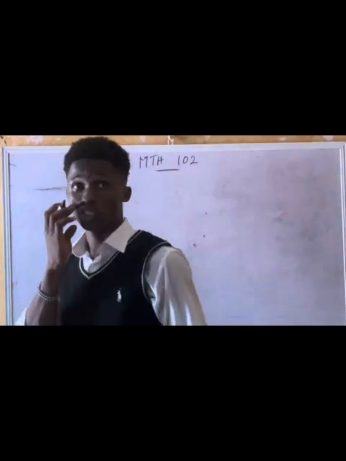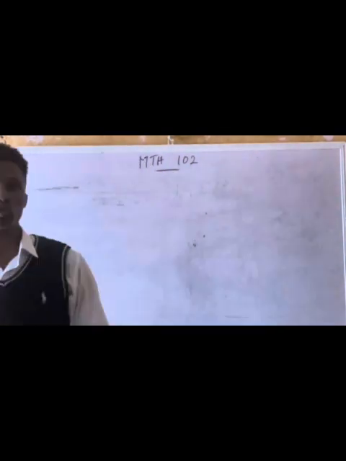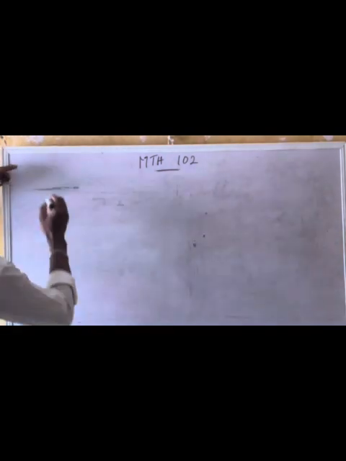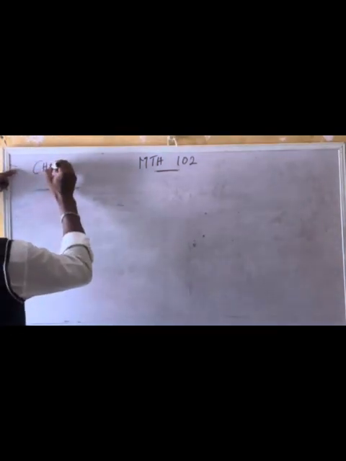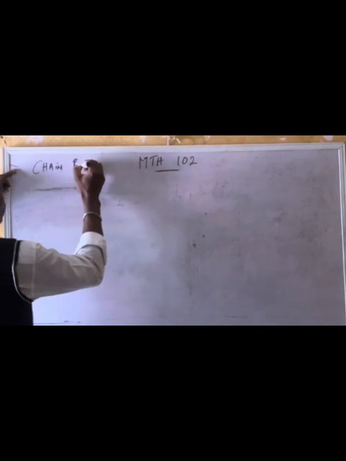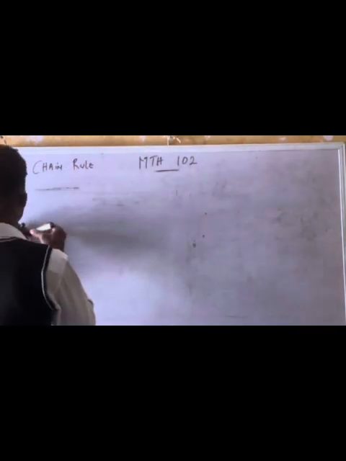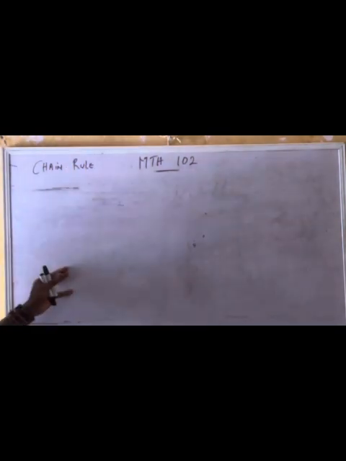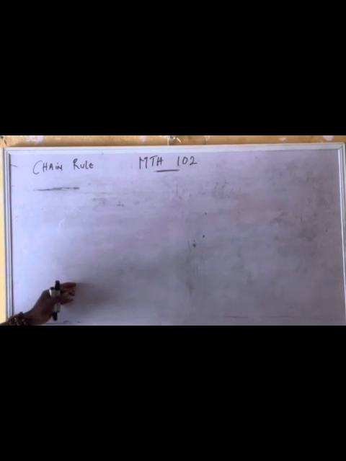Now, in this section, we are going to be looking at, in the previous section, we talked about first principle, differentiating using first principle. But in this section, we are going to be looking at differentiation using what? The chain rule. Now, this is another way of solving a differential problem. Okay, chain rule. Now, what do we mean by chain rule? We simply call chain rule the function of a function. Okay, function of a function.